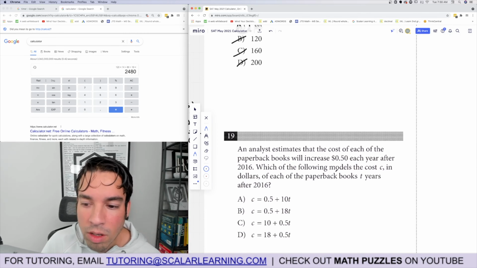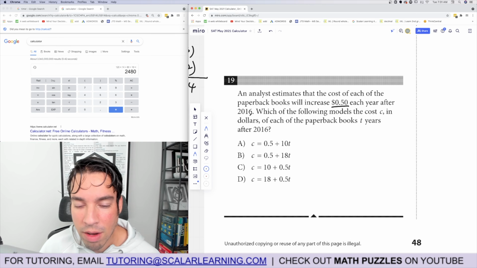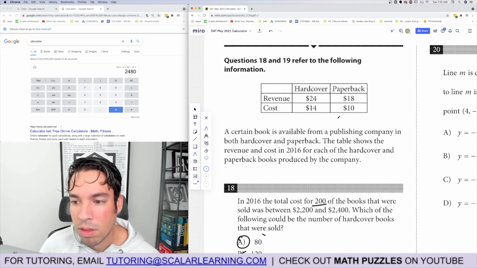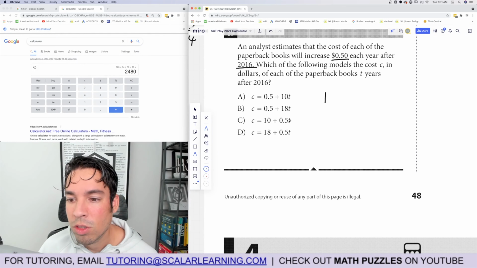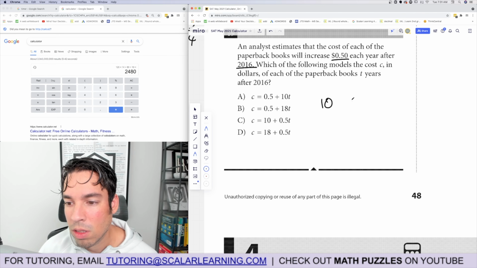Sweet. An analyst estimates that the cost of each paperback will increase by 50 cents each year after 2016. The cost of each paperback increases by 50 cents. So the cost was, oh, paperback was 10, right? Yeah. The cost of each paperback. I'm just going to put out some numbers here. 10 and 10.50, then 11.